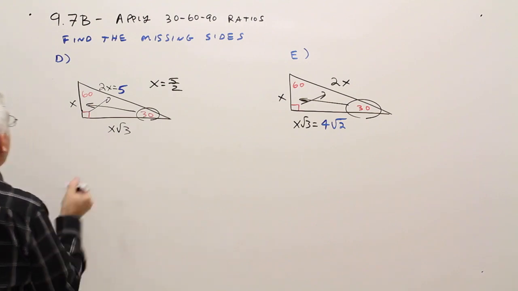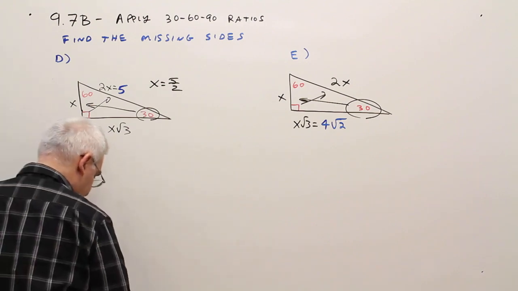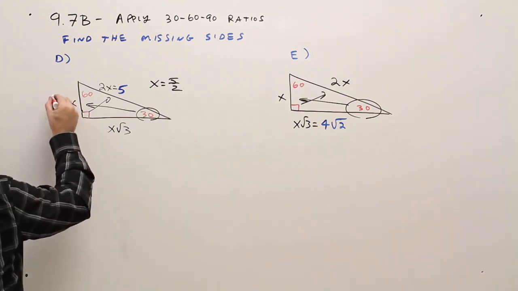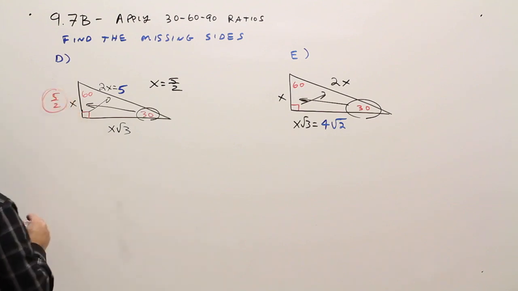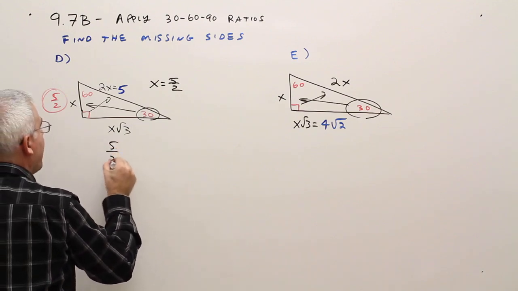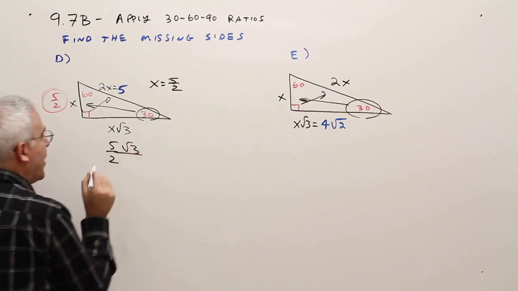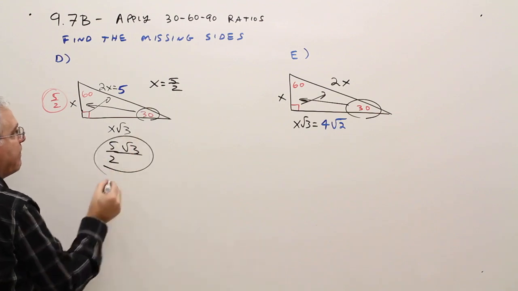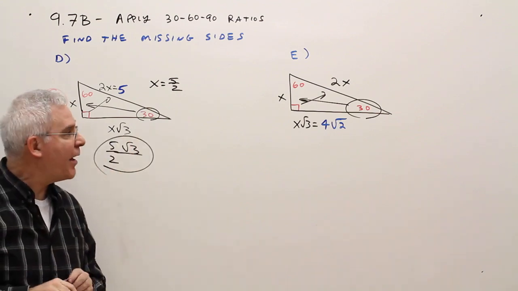All right, so we'll just use a different color here. So this will be 5 over 2. And then this one will be 5 over 2 times radical 3. I'll just leave it like that. All right, that wasn't too bad.